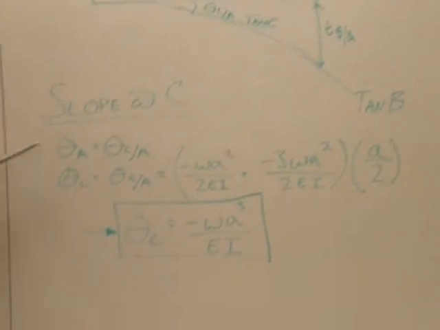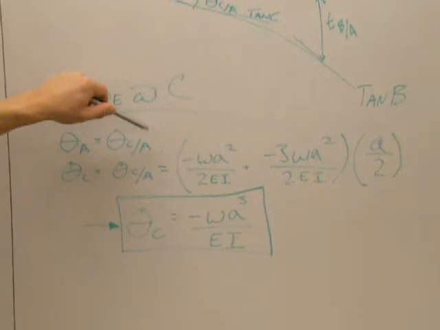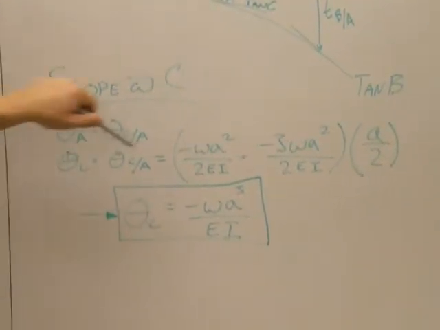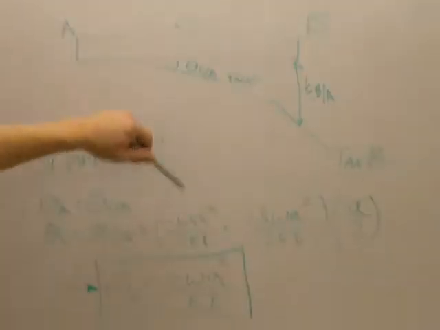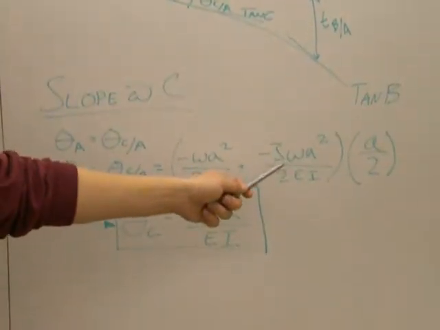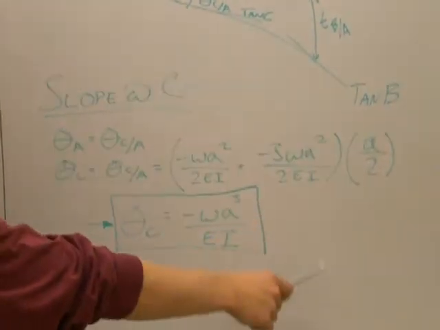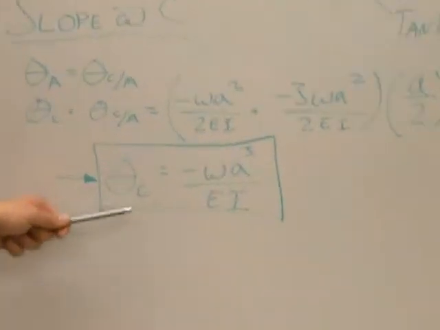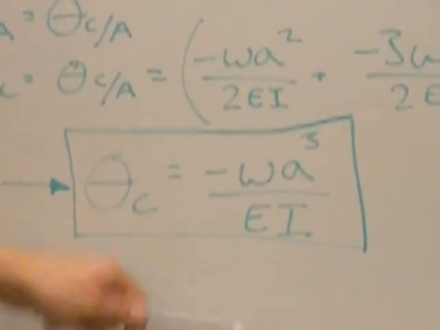To find the slope at C, we recognize that theta A is equal to 0, and theta C is equal to theta CA, which is equal to the area of this: negative wa squared over 2EI plus negative 3wa squared over 2EI, added together and multiplied by a over 2. We find that theta C is equal to negative wa cubed divided by EI.